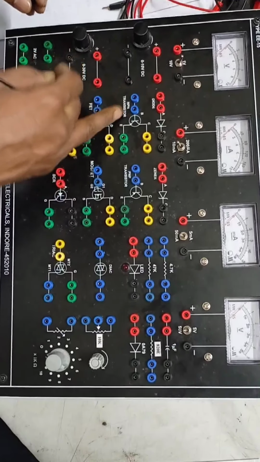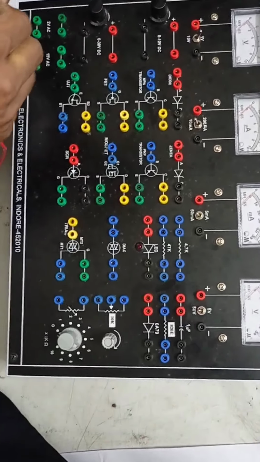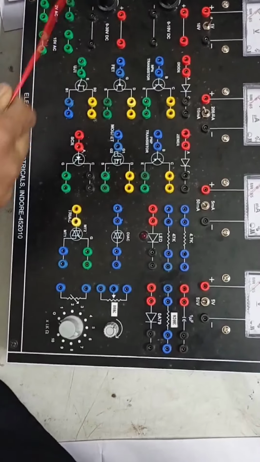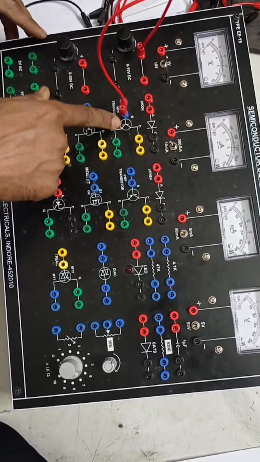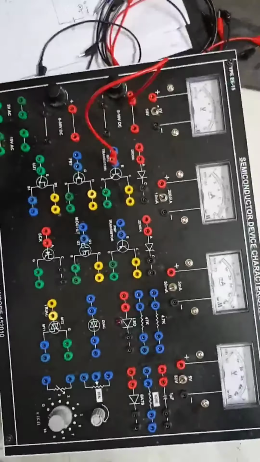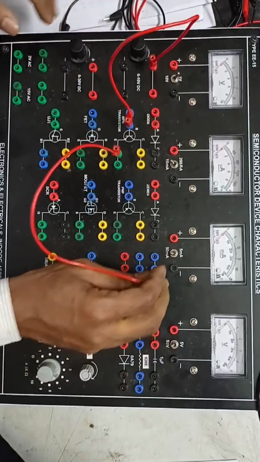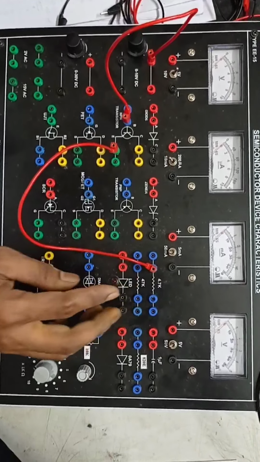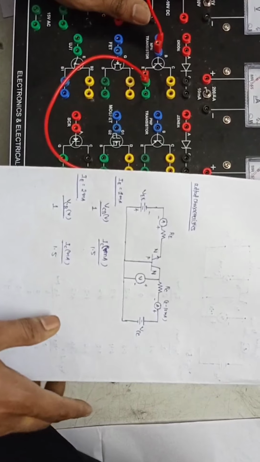The input is always forward bias and the output is always reverse bias. This is the P base. The base is connected to the positive, that means it is forward bias. Then across the emitter there is a resistor. So this is our circuit diagram.